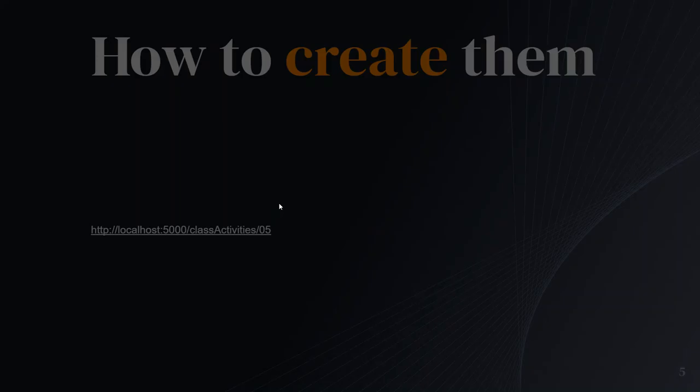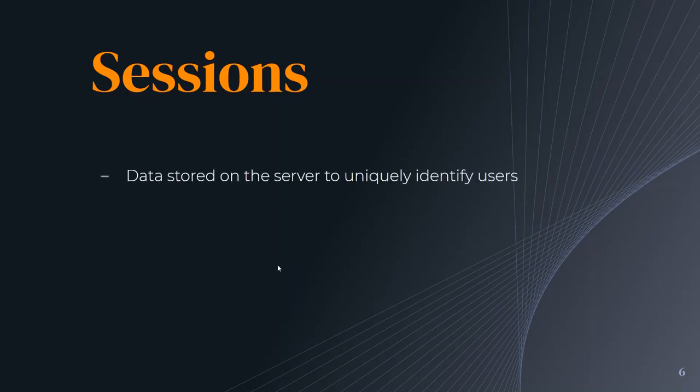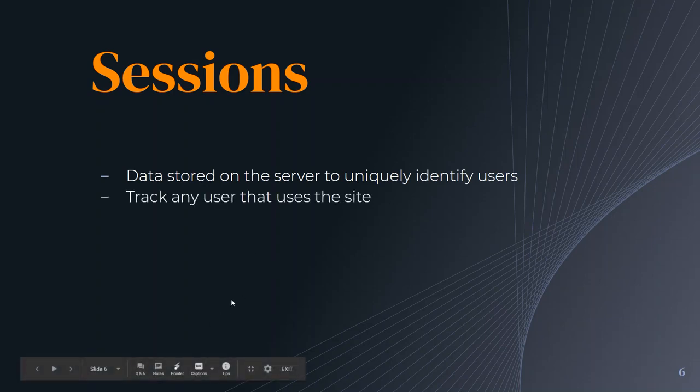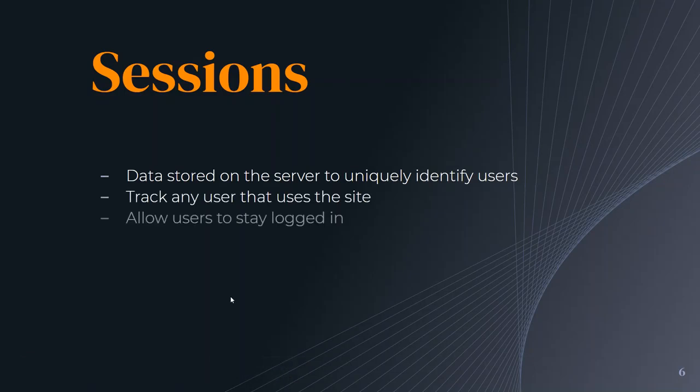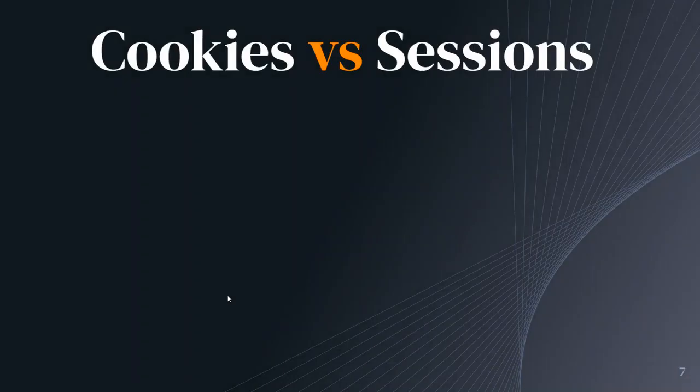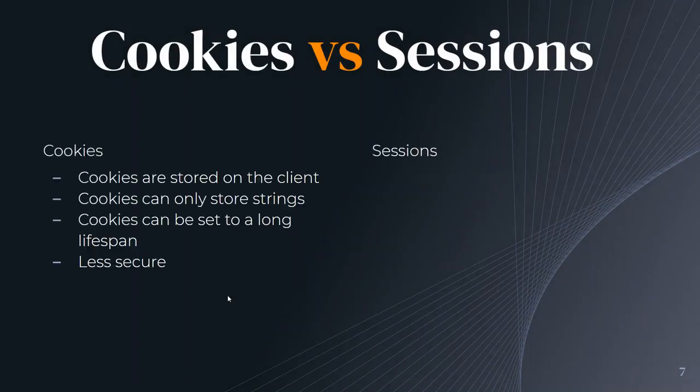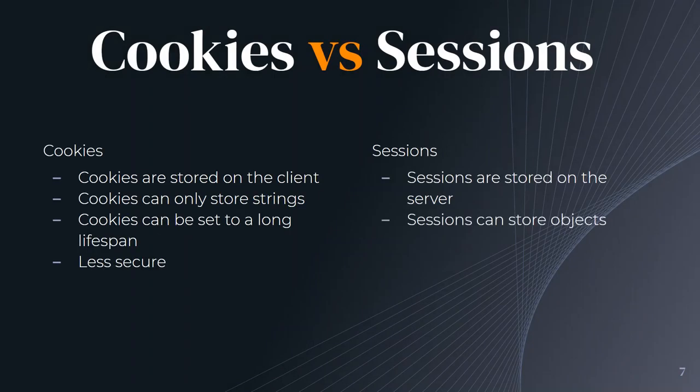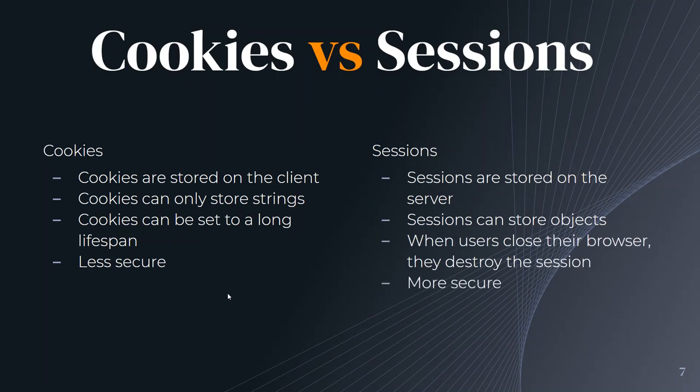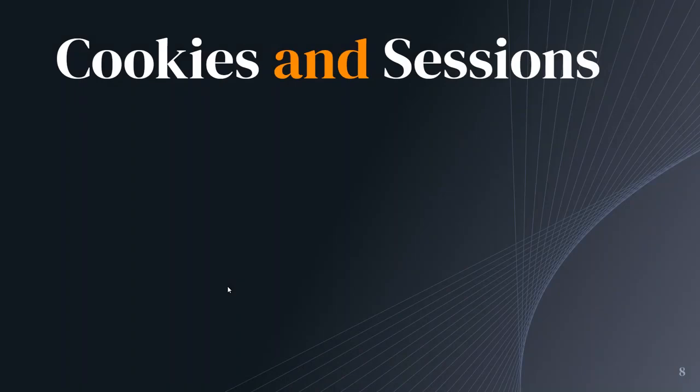Now, let's talk a little bit about sessions. All the cookie information is stored on the client. Sessions are bits of data that are stored on the server to uniquely identify users. They can track any user that uses the site. They allow users to stay logged in. So cookies, we already talked about. Sessions are stored on the server. Sessions can store objects. And when a user closes their browser, they destroy the session. They're more secure, obviously, because they're not on the client.